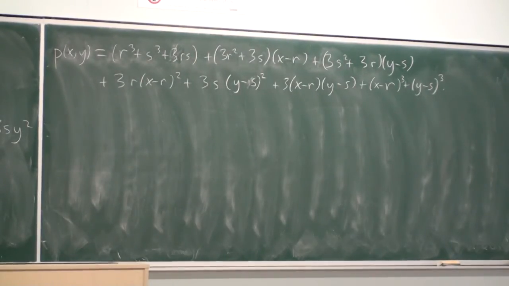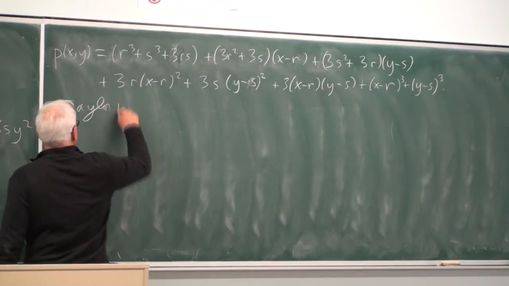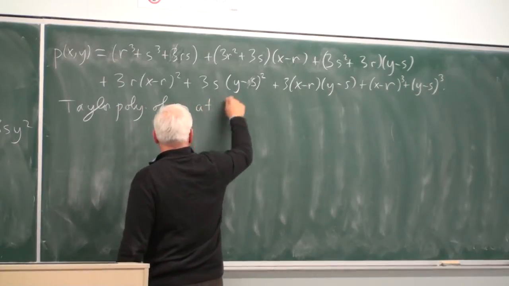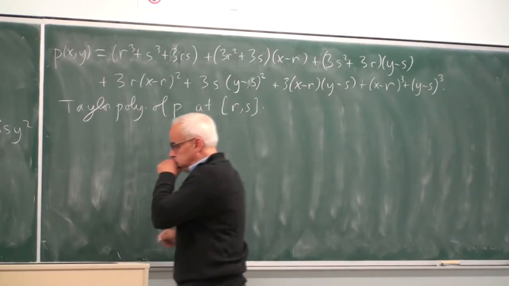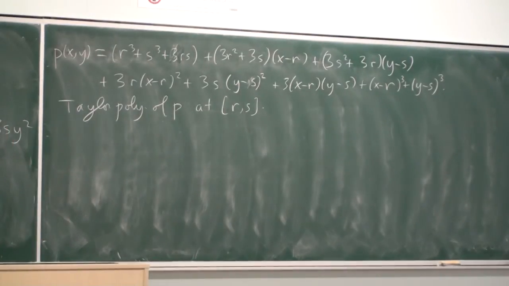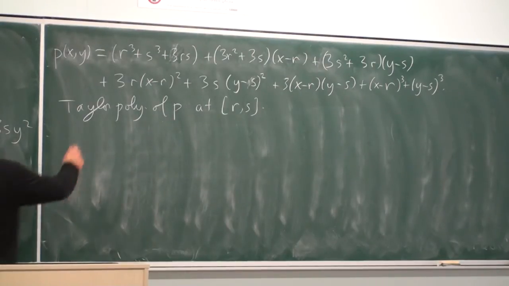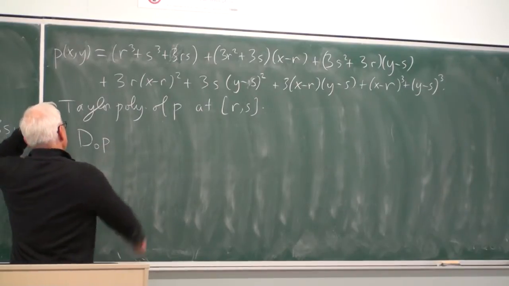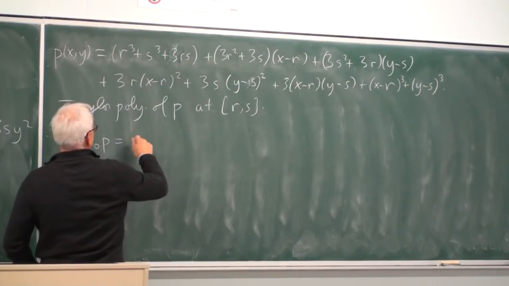So we've ultimately just rewritten the polynomial now. This is now a Taylor polynomial of the polynomial p at the point (r, s). And the various coefficients, we can give them names. We can call them various derivatives or subderivatives. So we can define d0 of p to be the coefficient, well, that's the constant term.